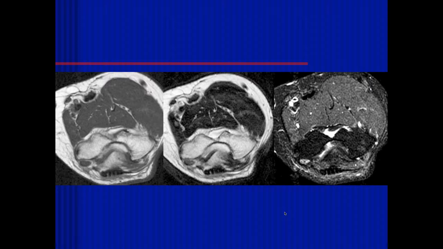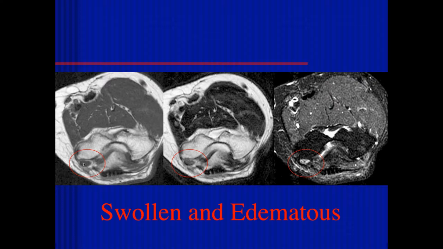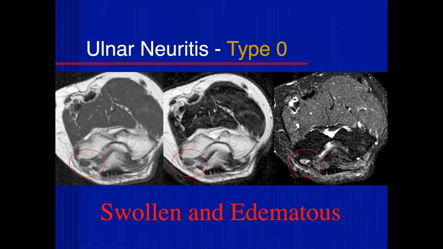All right, so here we can see some thickening and increased signal intensity within the ulnar nerve at the level of the cubital tunnel. Yeah. Look at this, we don't really see a good retinaculum. Well, that's a dislocation. Oh, wait. Oh, sorry, I didn't mean to say that. Okay.